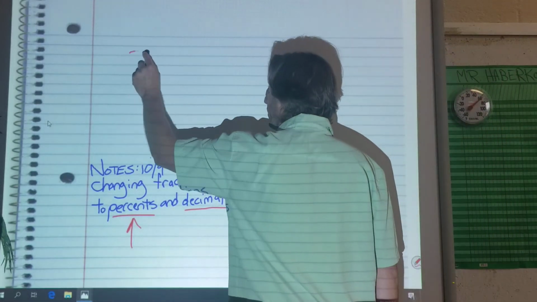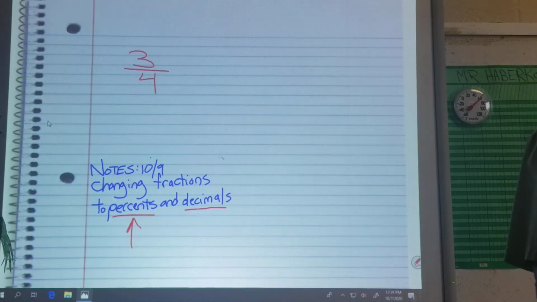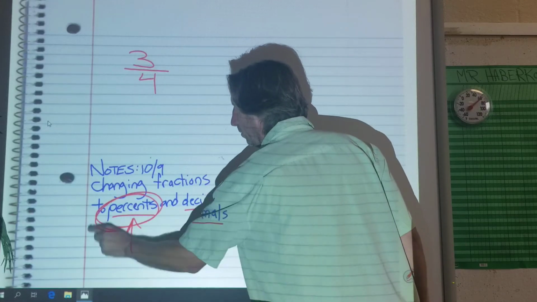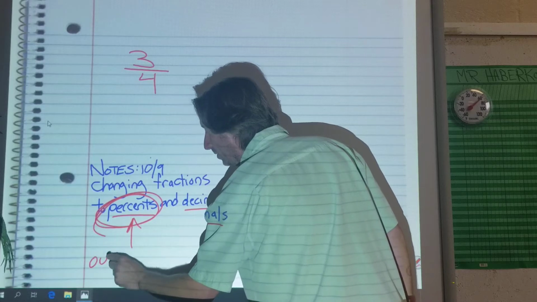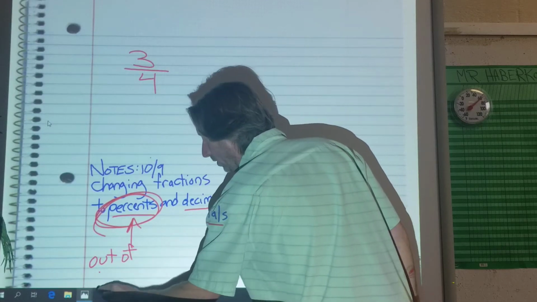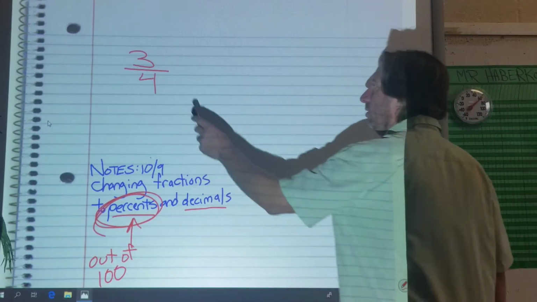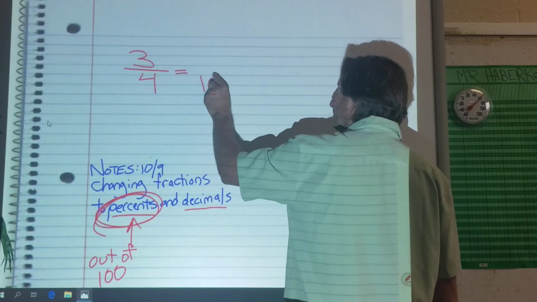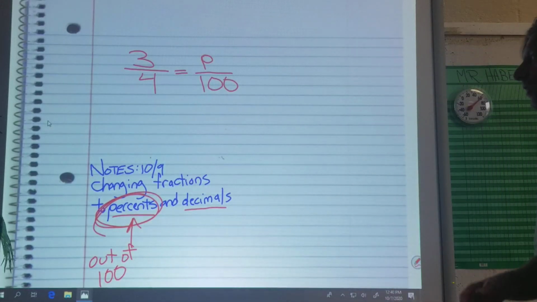So I'm going to start off with 3/4. Well, how do we change it to a percent? We know percents are always out of 100. So guess what? We know what to do. I'm going to force this fraction, instead of being over 4, to be over 100. And that P is going to tell us our percent. That's all there is to it.